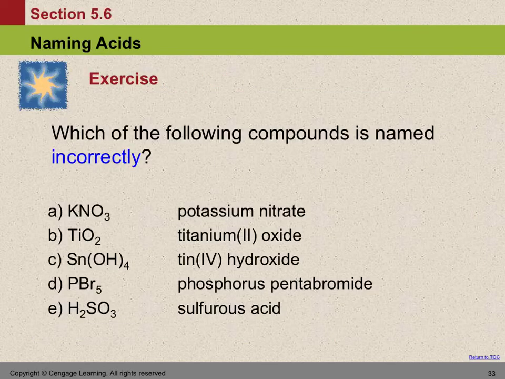So which of the following compounds is named incorrectly? The correct answer is B. The reason this is named incorrectly is because we have an O2. Remember, oxygen is in group 6, so it is a 2-. So the overall charge for oxygen is a -4. Therefore, we must have a +4 titanium. So it must be a titanium 4, not a titanium 2, in order for us to have a neutral compound.